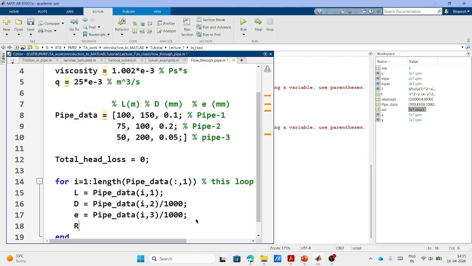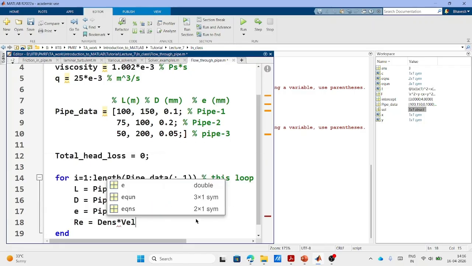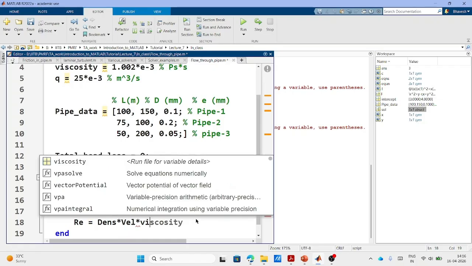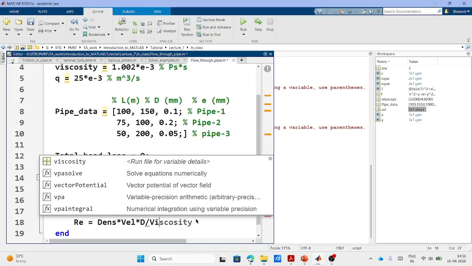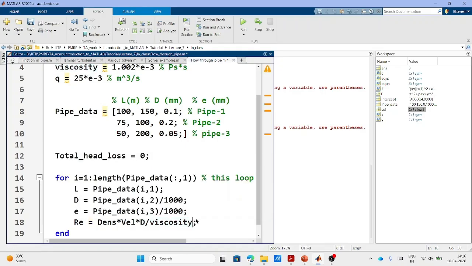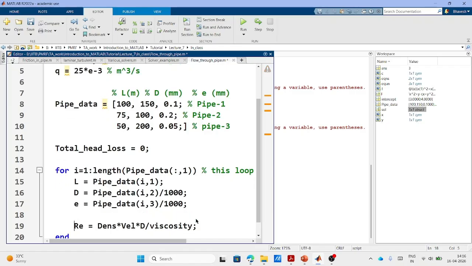So first I will find the Reynolds number Re, which is density rho, velocity, so velocity we will need. So that is rho times velocity times diameter divided by mu, which is your viscosity. So this is your Reynolds number, but we don't have velocity as of now, right?